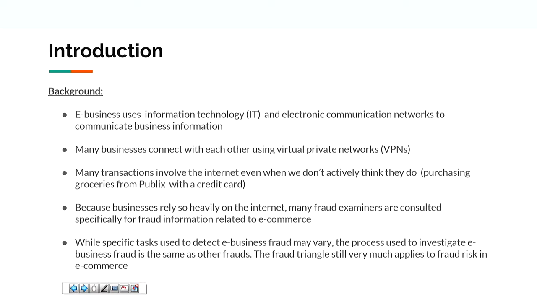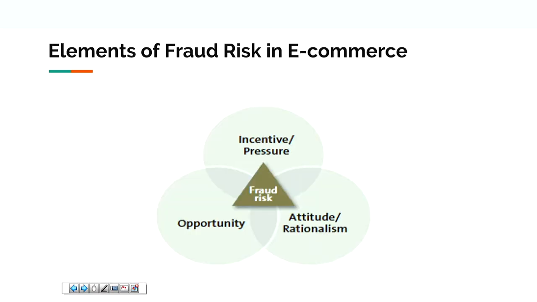And while specific tasks used to detect e-business fraud may vary, the process used to investigate e-business fraud is the same as other frauds. So the fraud triangle still very much applies. So this is the fraud triangle. I guess this one's a Venn diagram, but that we've seen a bunch of times in this class. So very much the same for e-commerce as it is for other types of fraud.